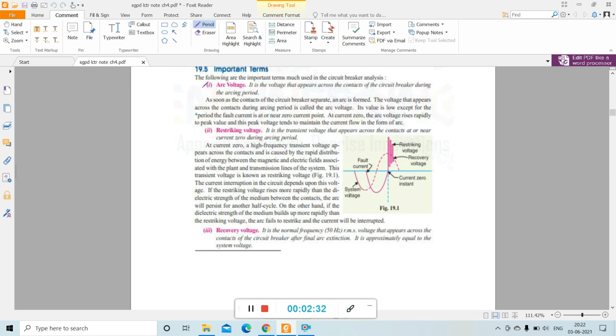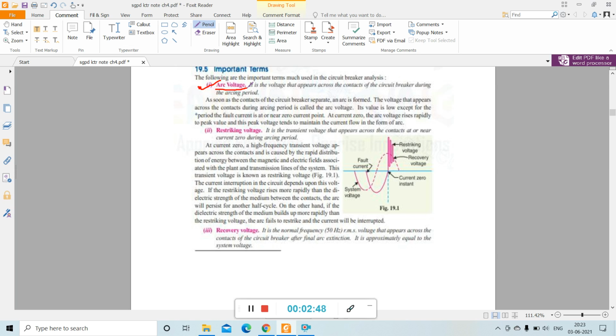The first term is arc voltage. What is this arc voltage? Arc voltage is the voltage that appears across the contacts of the circuit breaker during the arcing period. So let's explain this.